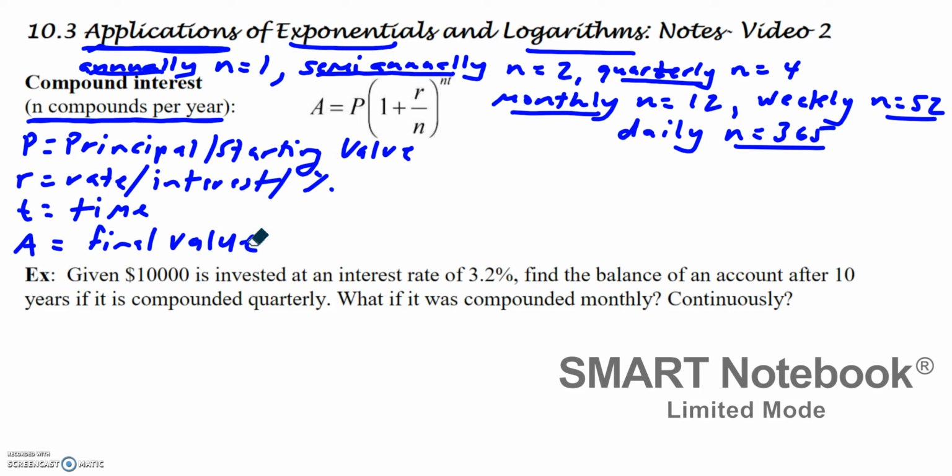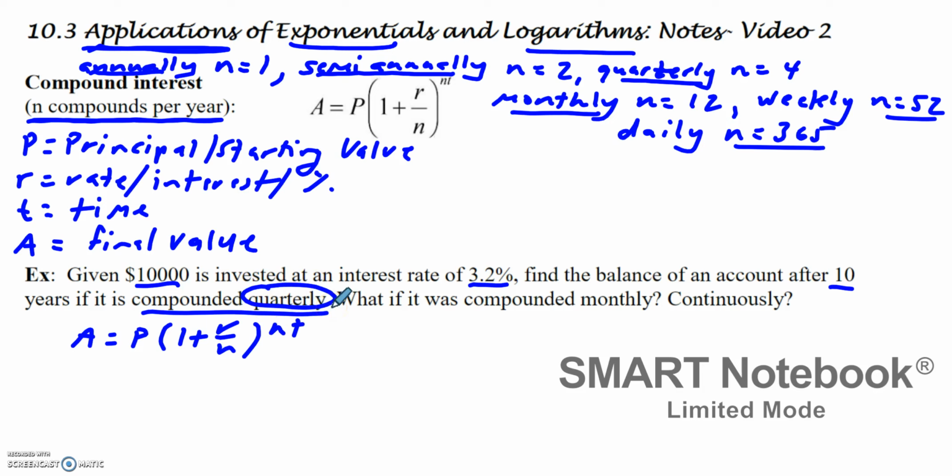So to start, let's solve the first couple questions down here. Given $10,000 is invested at an interest rate of 3.2%, find the balance of an account after 10 years if it's compounded quarterly. So if I consider the equation for compound interest, if I see the word quarterly, quarterly means that it's happening 4 times a year. So that means that my n value would be 4. The amount of time that's passing is 10 years. My initial value is $10,000.